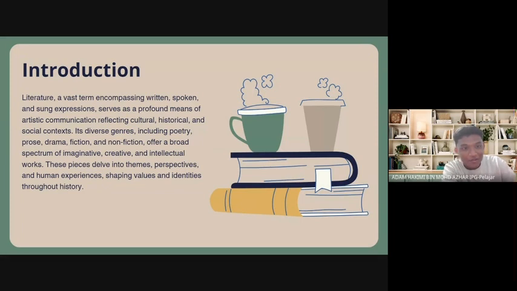From what we have in this slide, literature is a vast term encompassing written, spoken, and sung expression, serving as a profound means of artistic communication, reflecting cultural, historical, and social context. I think what I understand from this is that literature itself is related to people and society, and it is based on how people gather and contribute towards what they are writing and create an artwork for people to enjoy.